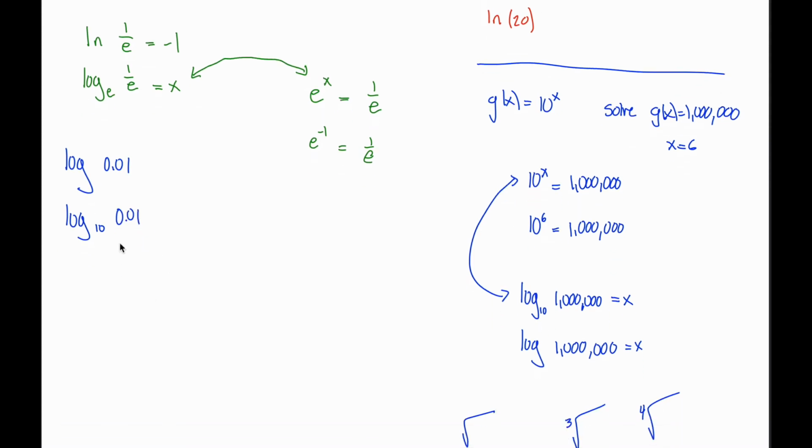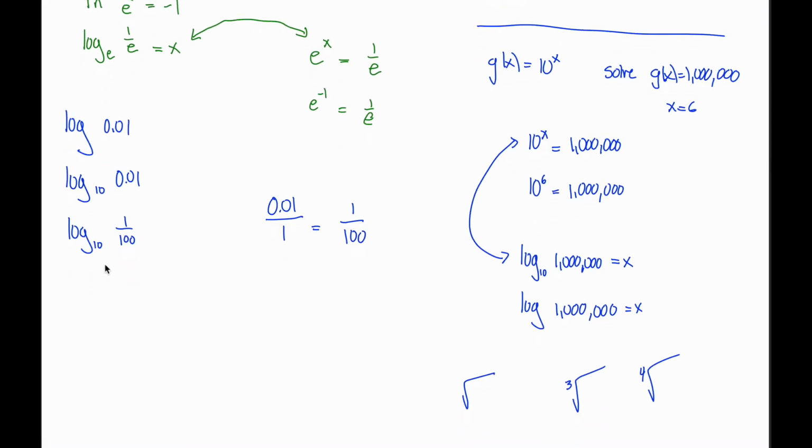And that's not easy to figure out, but if you rewrite this decimal as a fraction, we can think about it as 0.01 divided by 1. Now it's a fraction, and I don't like having these decimals, so maybe I'll multiply the top and the bottom by 100, that'll move the decimal place 2 spots to the right, and I'll get 1 divided by 100. I can rewrite this question as the log base 10 of 1 over 100. And now it's a little bit easier to figure this out.